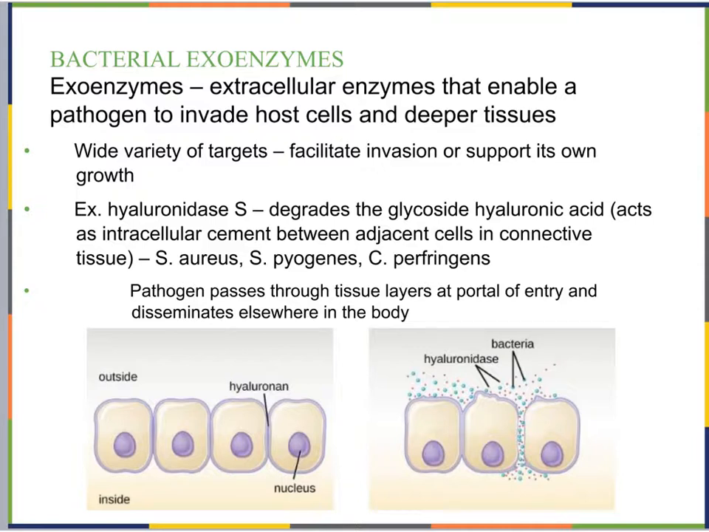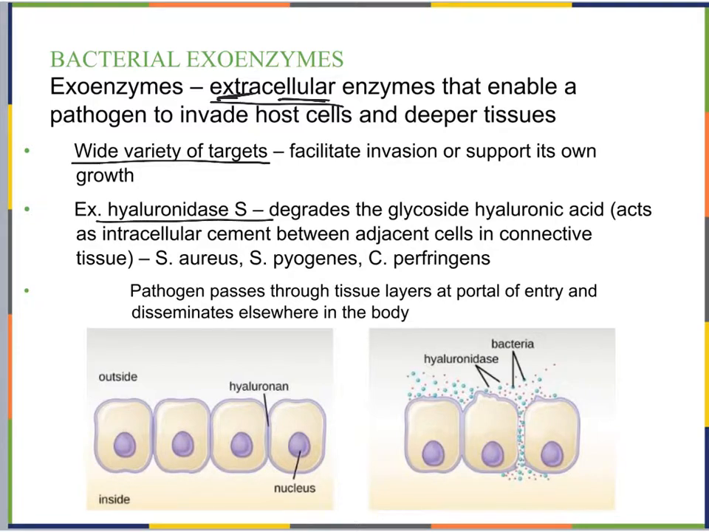So we did speak a bit about exoenzymes, and we're going to talk a bit more about them now. Remember that they are extracellular enzymes, so outside of the cell, enzymes that enable a pathogen to invade host cells and deeper tissues. So we have a wide variety of targets that are going to facilitate invasion or support its own growth. We did already speak about H. pylori with its exoenzyme urease, but here's another example.